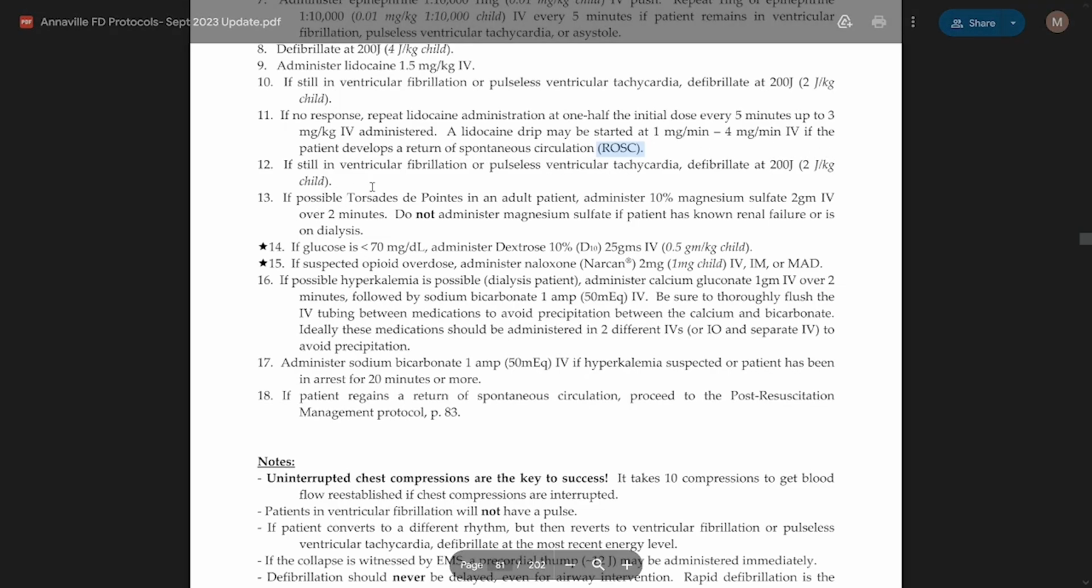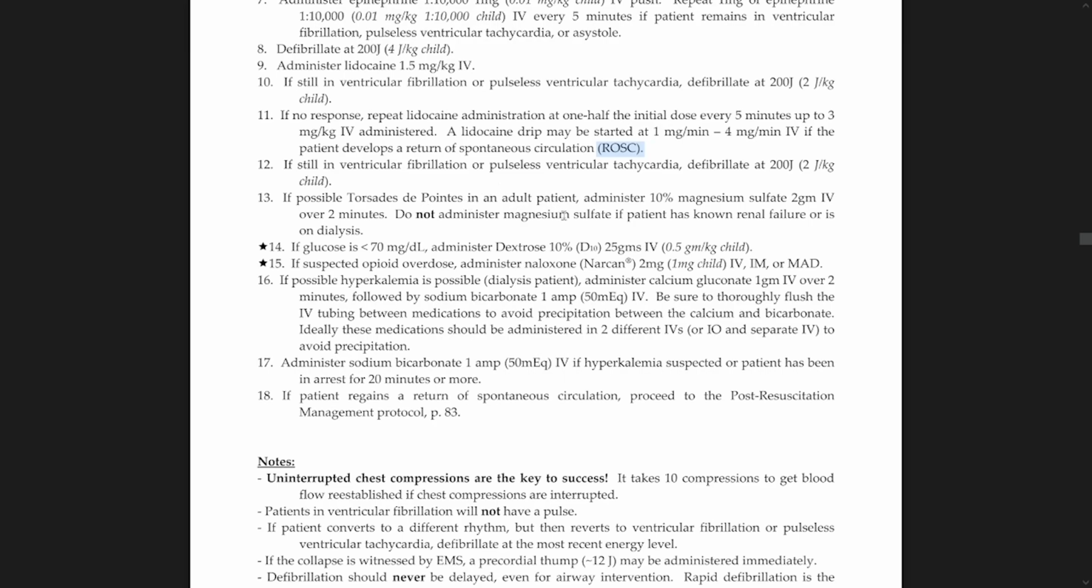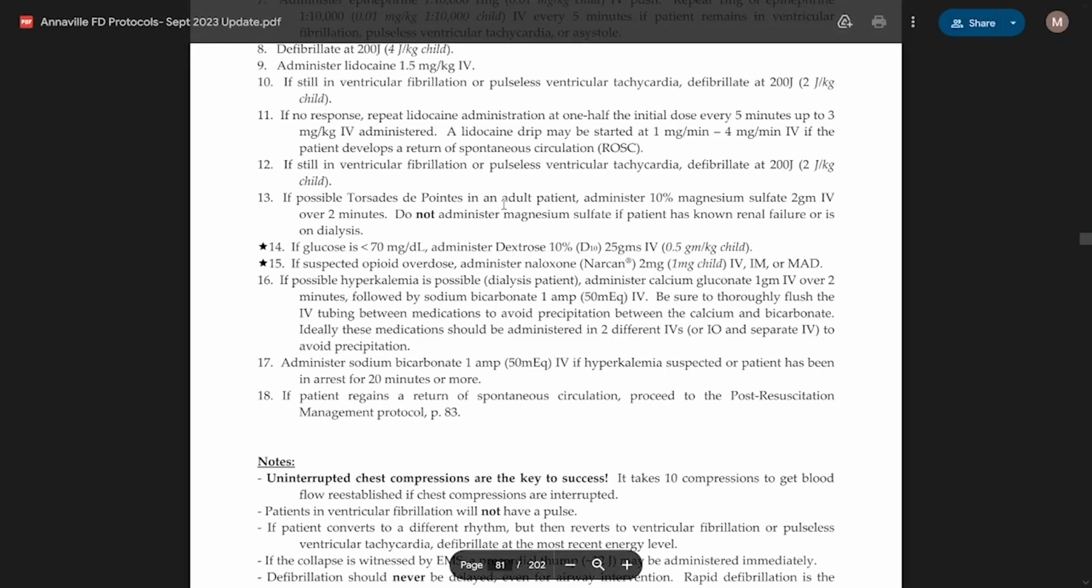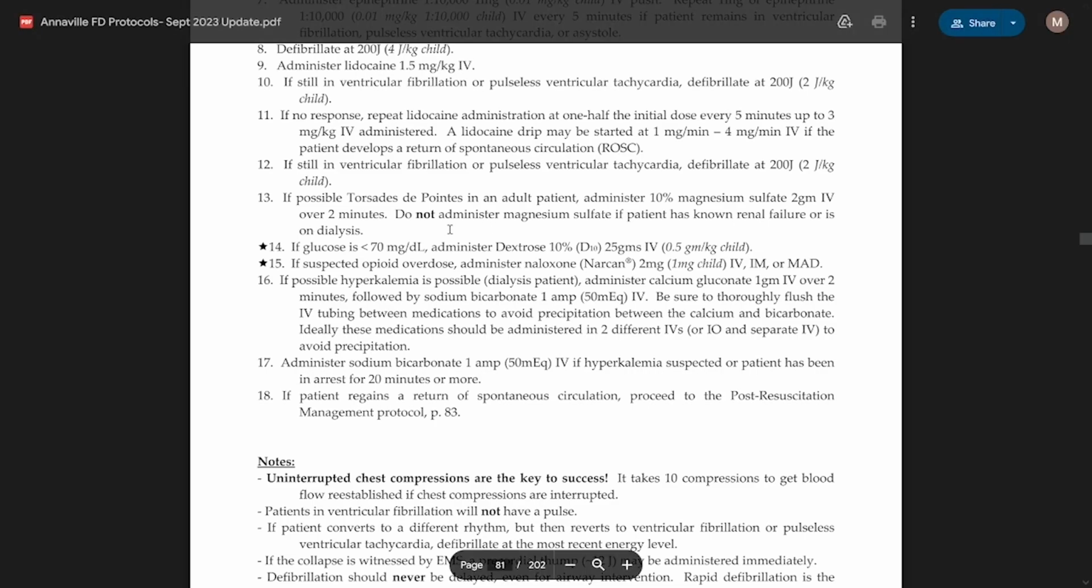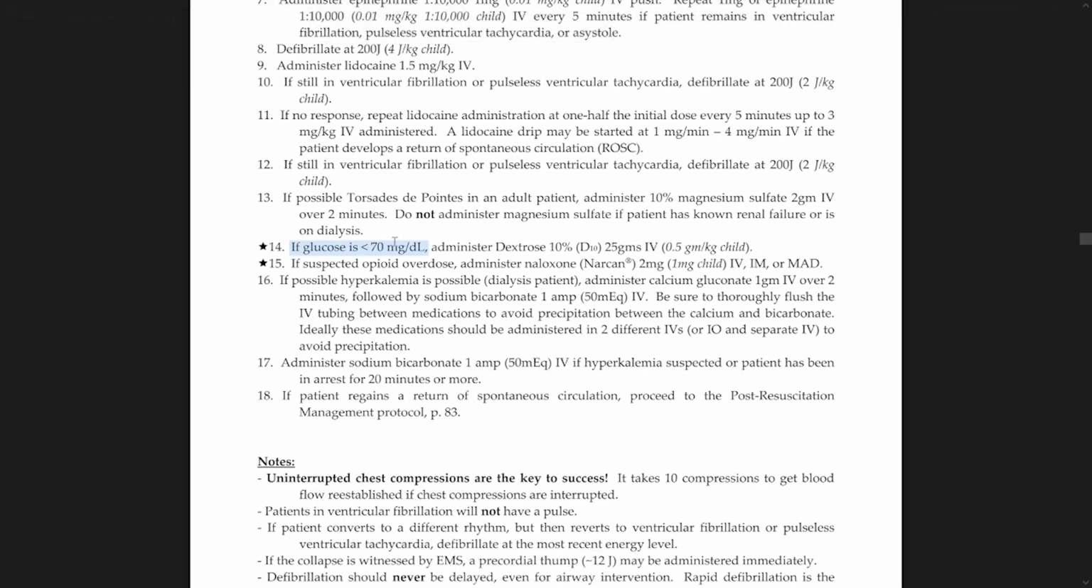If it's possible that it's torsades de pointes in an adult patient, administer 10% mag sulfate, because remember we dilute this, 2 grams IV over 2 minutes. Do not administer mag sulfate if the patient has known renal failure or is on dialysis. If glucose is less than 70, administer D10 at 25 grams IV or 0.5 grams per kilogram for a child.